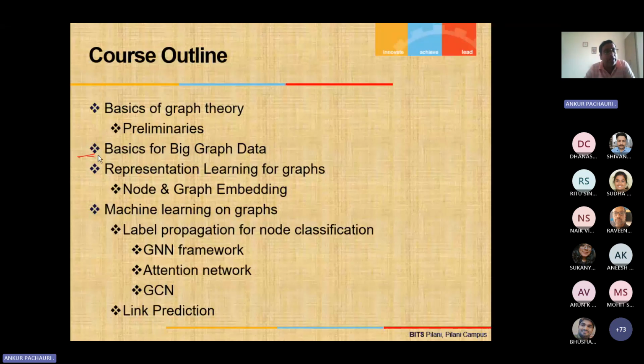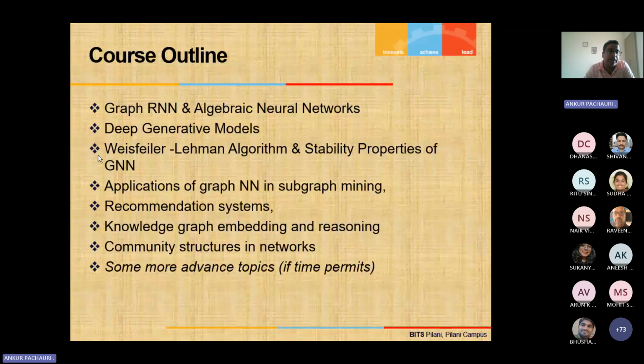So the first thing is label propagation for node classification, for the GNN framework, attention framework, and graph convolution network. Then we'll talk about a bit of link prediction, then RNN, algebraic graph neural network, then deep generative model. Then an important topic related to GNN is the WL algorithm, or Weisfeiler-Lehman algorithm, and stability properties. Then we'll talk about a bit of applications of graph neural network in subgraph mining, recommendation system, knowledge graph embedding with reasoning, then community structures in network.